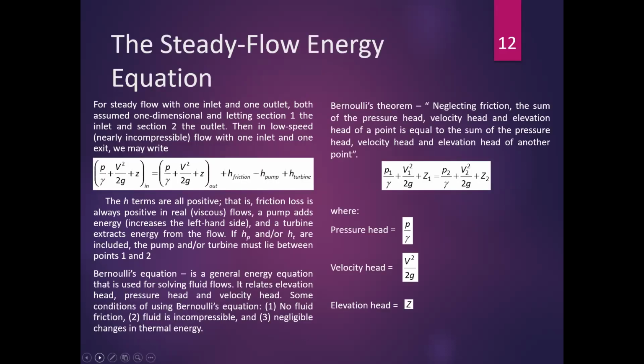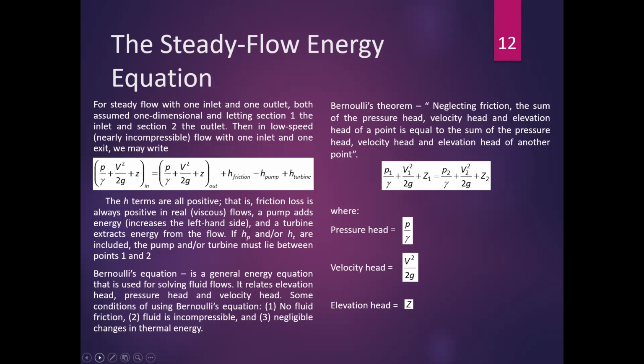Next, the steady flow equation, energy equation. Gagamitin pa natin to. Kaya nga inu-emphasize yung mga definitions and nomenclatures. Pero remind lang yung mga gagamitin natin. For steady flow with one inlet and one outlet, both assumed one-dimensional, and letting section 1 the inlet and section 2 the outlet, then in low speed, nearly incompressible flow we may write P over gamma plus B squared over 2G plus C in is equal to P over gamma plus B squared over 2G plus C out plus H friction minus H pump plus H turbine.